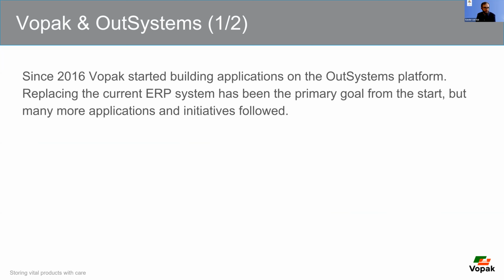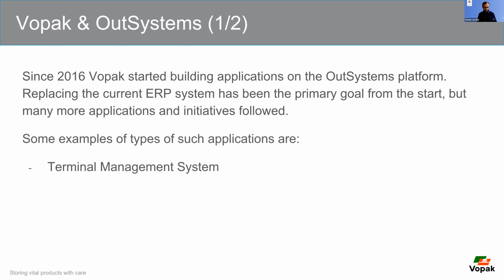Vopak and OutSystems: since 2016, Vopak started building applications on the OutSystems platform, and the main goal was to replace the current ERP system. It's still ongoing, so we are currently in the process of replacing the system, but we're rolling it out per terminal. We're already past halfway. Next to that, because we have the OutSystems platform, more ideas for applications and initiatives started to pop up.